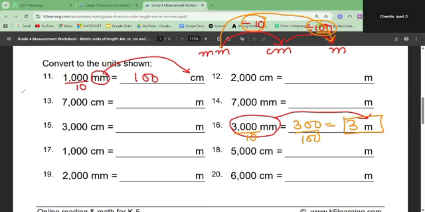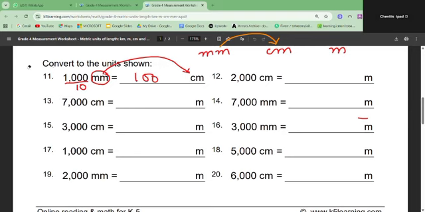Wait, how do you know if you need to divide or not? Can you see the chart in front of you? In the chart, it says when you have to move from left to right, you have to divide. Wait, what do you mean left to right? Left to right means moving smaller to bigger. Oh, okay. Millimeters to centimeters is divided by 10 and centimeters to meters is divided by 100.